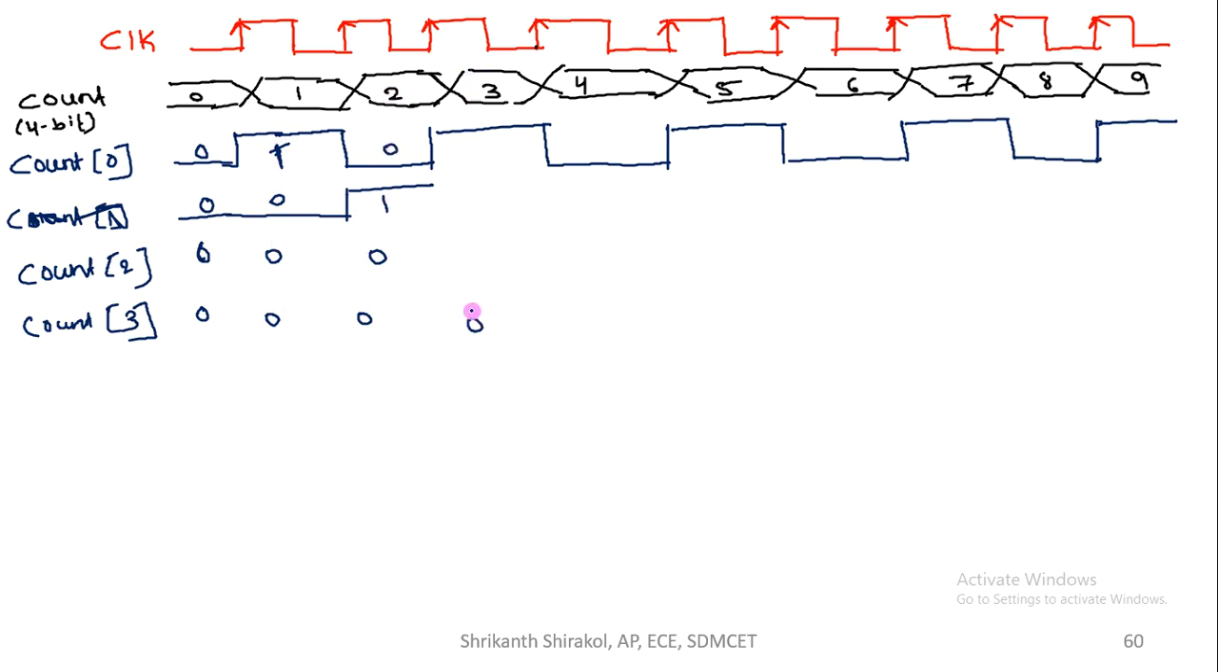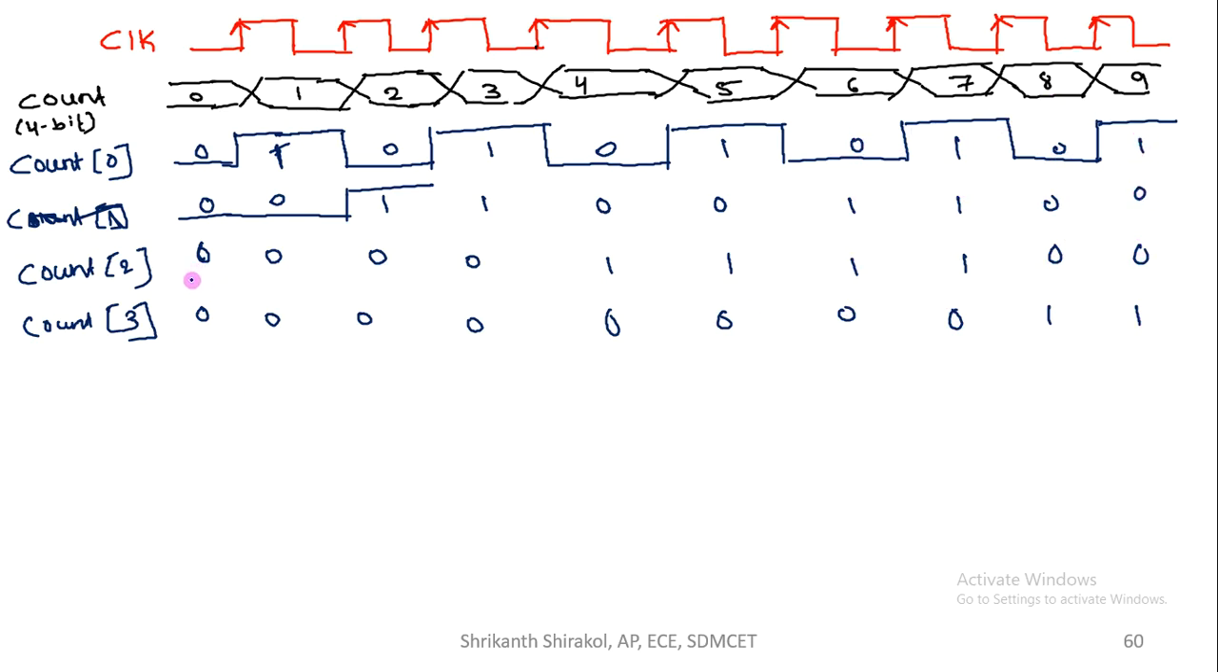For 3, how do you write? 0, 0, 1, 1. 4, how to write? Here it is 1. Rest everywhere 0, 0, 0. 5: 1 here, 0 here, 1 here, this is 0. So you can read it in this fashion: 0, 1, 0, 1, 5. 6: 0, 1, 1, 0. 7: 0 here, rest everywhere 1. 8: 1 here, rest everywhere 0. 9: 1 here, 0, 0, 1.